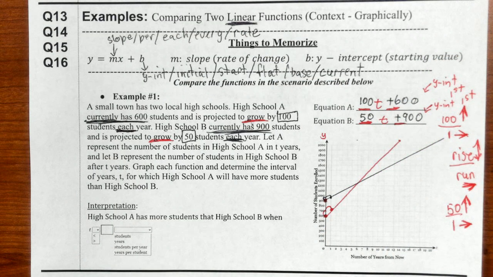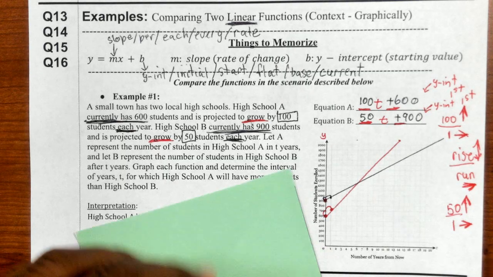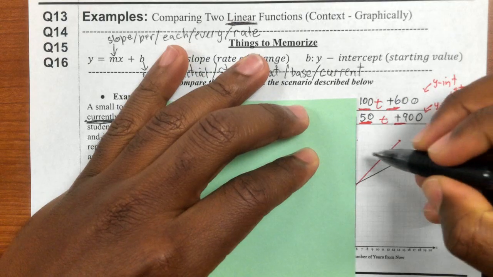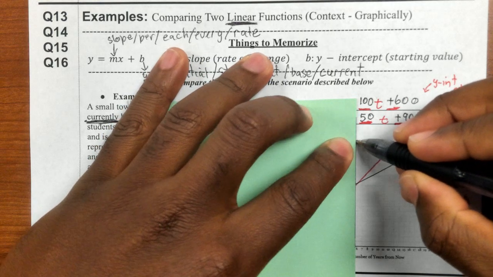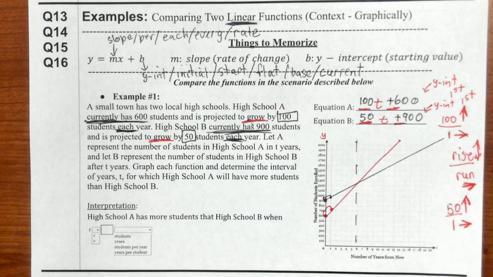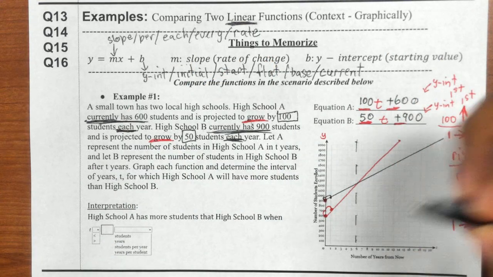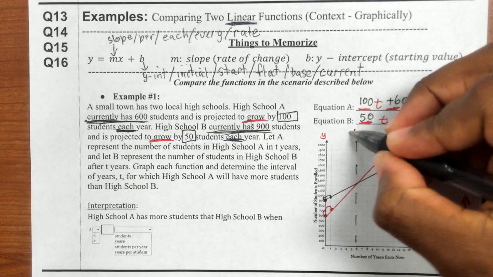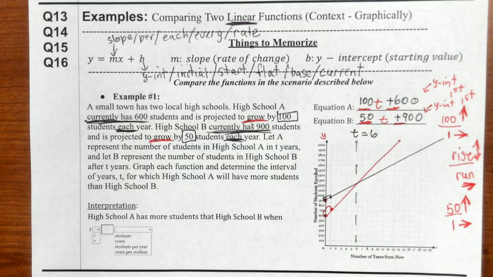And now I'm going to look for where they intersect. So it seems like they intersected right here, at this point right here. They intersected when t, or when time, was 6, okay?